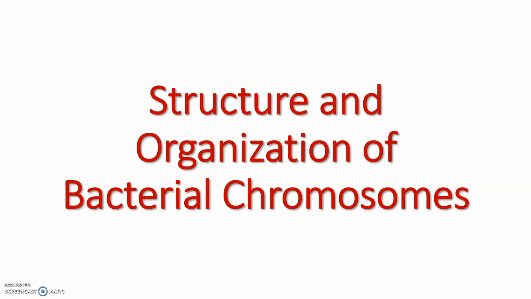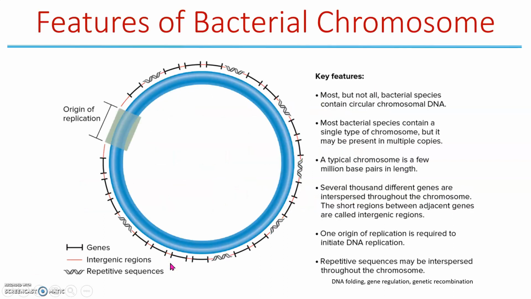Okay, so the structure and organization of bacteria chromosomes. Alright, so here we're looking at a quote-unquote typical bacteria chromosome. They are round for most species. There are a couple that do contain linear chromosomes. You'll notice also that most bacteria species have a single type of chromosome, so just one chromosome, same sequence. But they can have 1 to 4, depending on the conditions and depending on the species.